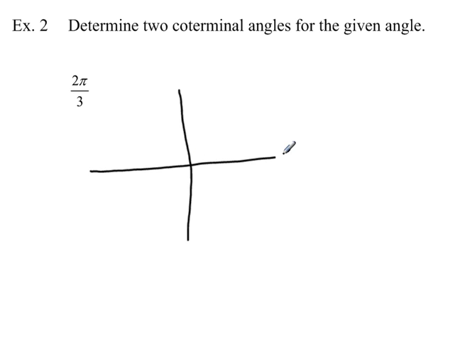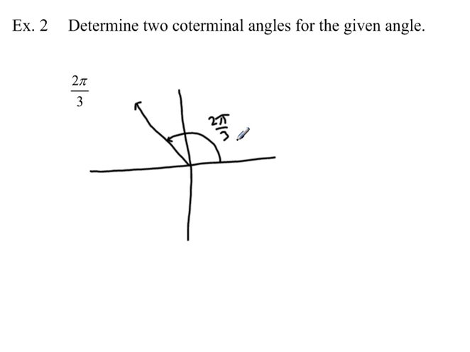So we always start with this x-axis here, and we always measure counterclockwise. So 2/3 pi would be right about here. So that's this angle here, and I'll mark it on my diagram, 2/3 pi.